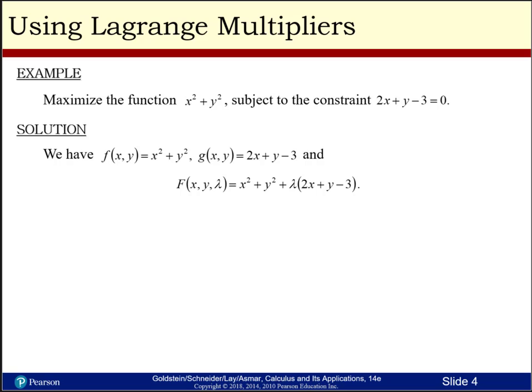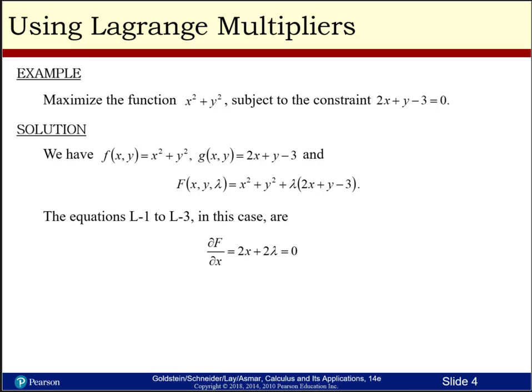So we have f of x y equals x squared plus y squared, g of x y equals 2x plus y minus 3, and F of x y lambda equals x squared plus y squared plus lambda times that g function, which is 2x plus y minus 3. So we need to write that down. Now, let's look at our equations L1 to L3.